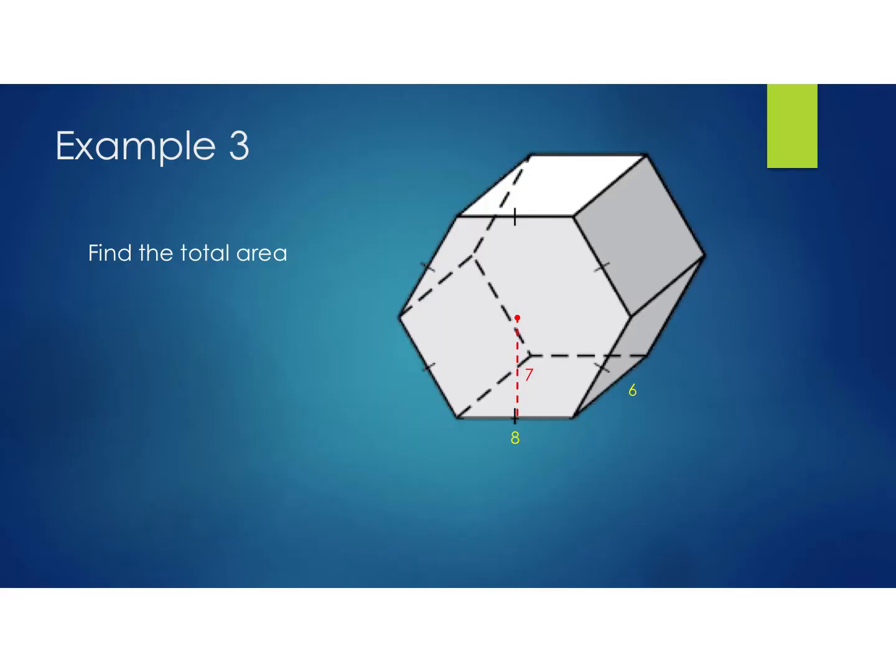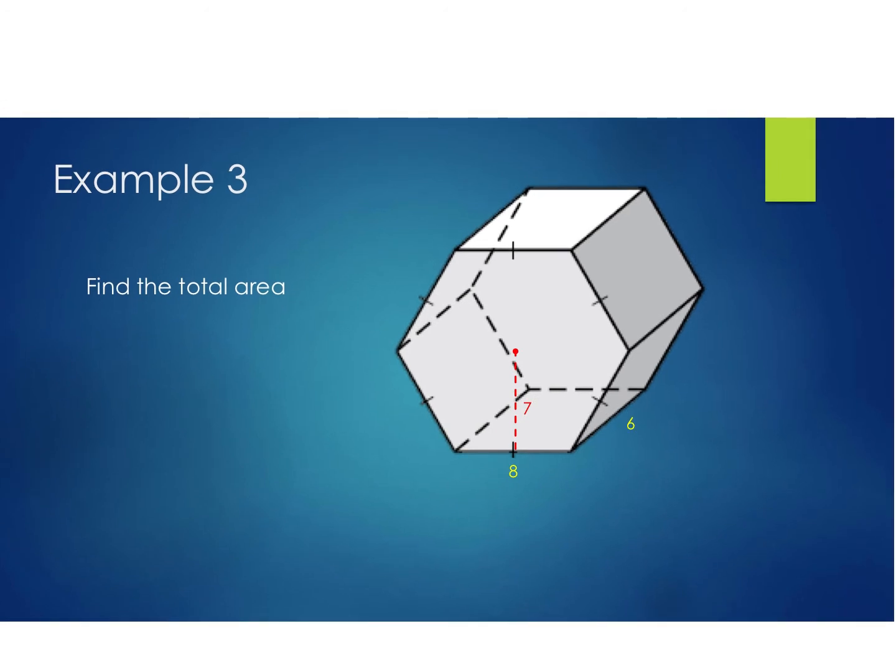Now, in this particular example, everything is given to me to find the area of this hexagon. If it weren't given to me, I'd have to draw in the radii, find the measure of the central angle, pull out the special right triangle, and then go from there. However, what was nice here, again, it's not sitting on its base. However, the base shape is a hexagon. So again, this is a hexagonal prism.